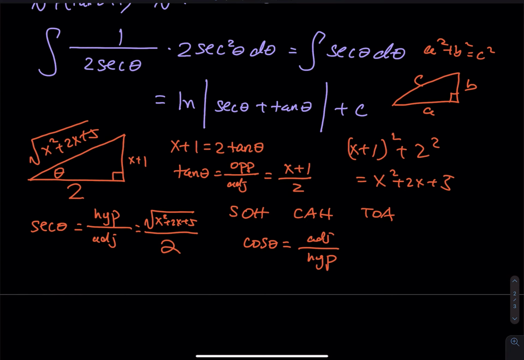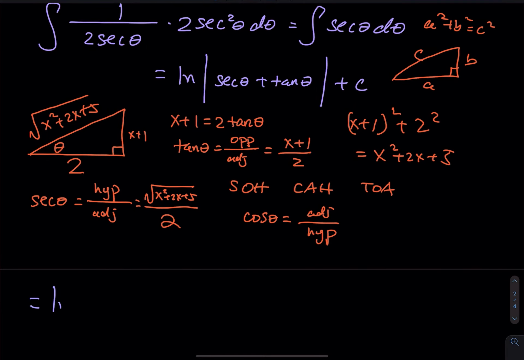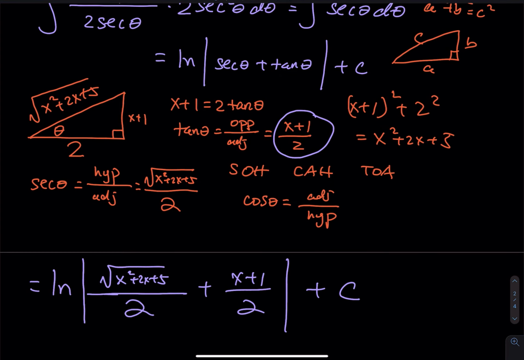And then finally, you put everything together. So what is the final answer? The final answer is ln absolute value. The secant is the square root x squared plus 2x plus 5 divided by 2. And then the tangent, we already have the tangent, right? The tangent is x plus 1 divided by 2, and then don't forget the plus c. This absolute value is not optional, because you cannot guarantee the addition inside is positive. All right, so that is the answer to the given integral, and that is also the end of this video.